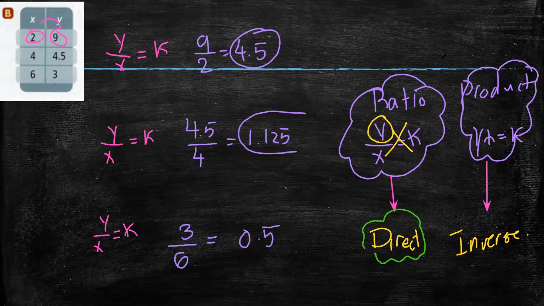Now, as you see, look at the values of k here. Are they constant? No, they are not constant. So that means they are not direct, because if the ratio is constant, this will be a direct variation. If it's not constant, let's check now if it is inverse.